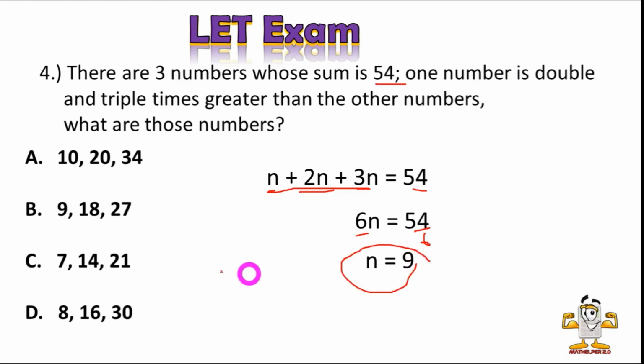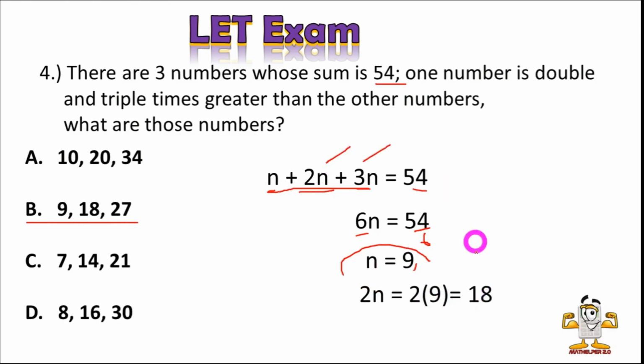So, the correct answer is letter B. Dahil, yung first number natin is 9. So, dahil ang second number is 2 times n, and 2 times 9 is 18. Yung third number natin is 3 times 9, which is the n is 9. So, 27. So, 9, 18, 27.